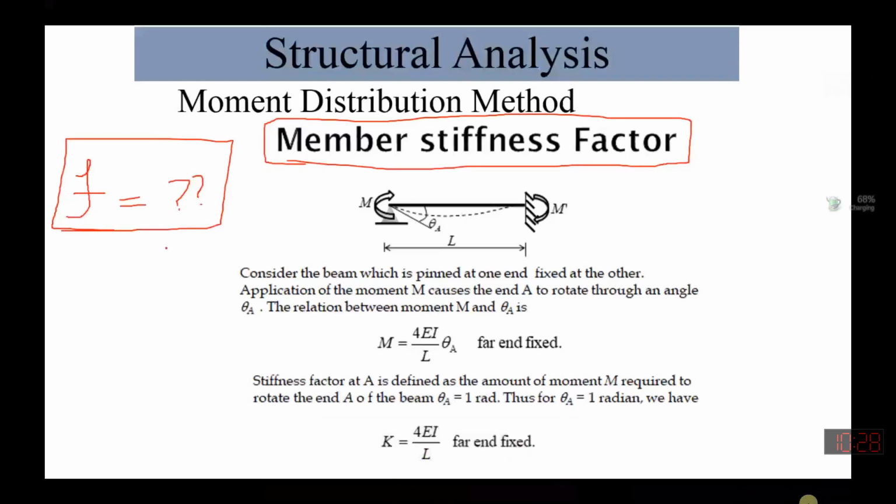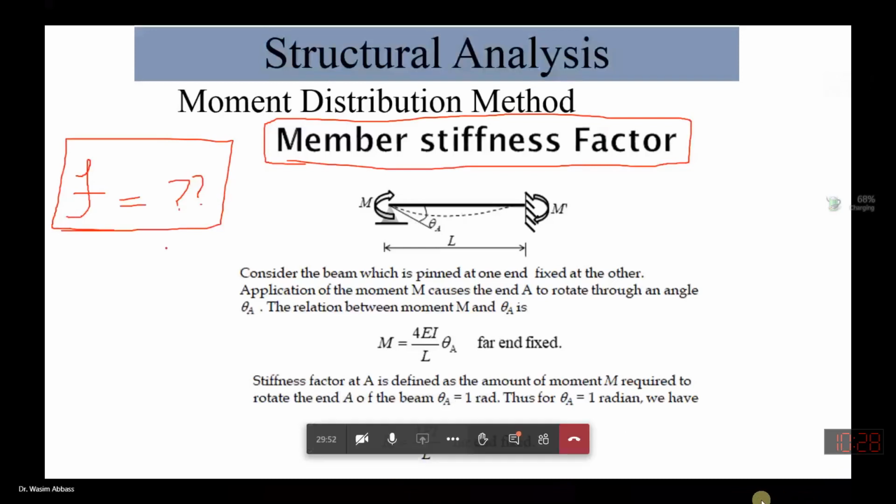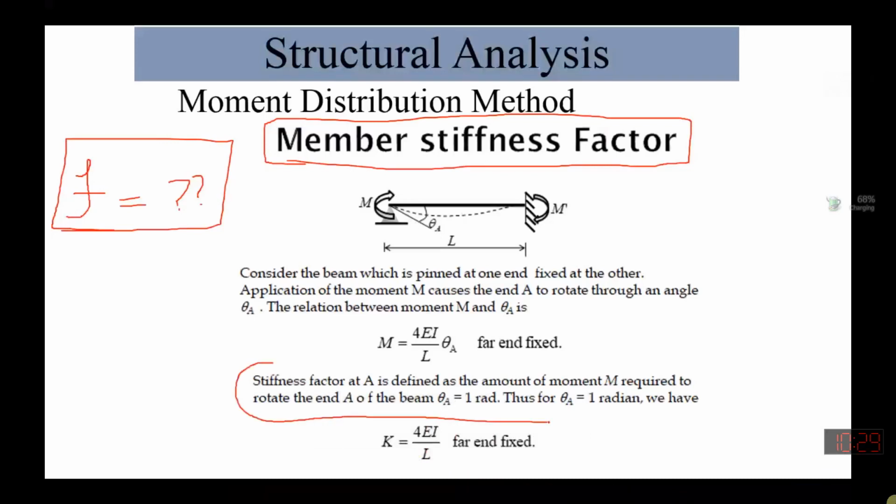Now, this is basically the displacement generated due to unit applied load, and its reverse is actually the stiffness factor. It is the amount of moment required to produce unit deformation. So stiffness factor is defined as the amount of moment required to rotate this end A of the beam by theta A equals 1 radian.